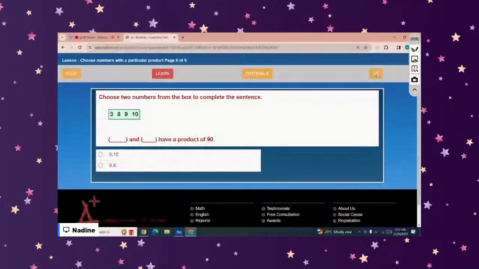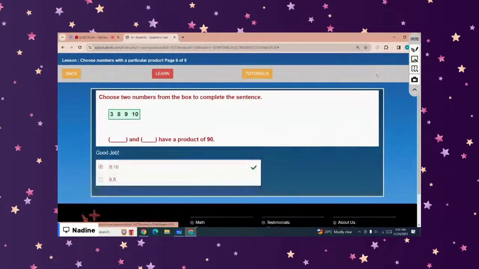Choose two numbers from the box to complete the sentence. So which is the correct option? Two numbers have a product of 90. The correct option is 9 times 10. Option 1 is the correct option.